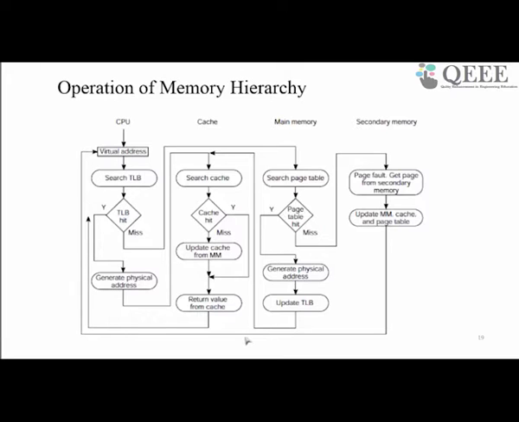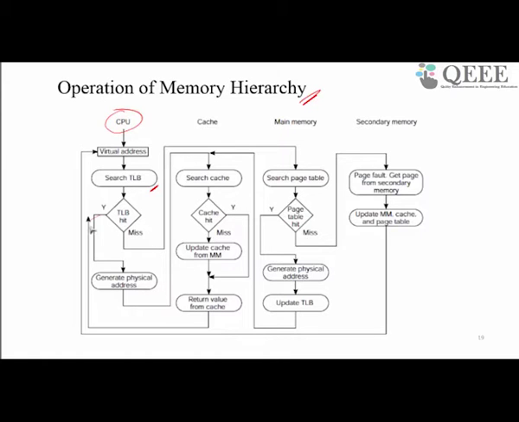Now, putting it all together, how does the entire memory hierarchy work? That is what is being illustrated in this whole diagram. So the CPU generates a virtual address. First you have to translate it into the physical or the main memory address. For that, you first look into the TLB. So search in the translation look-aside buffer. There can be a hit or a miss.